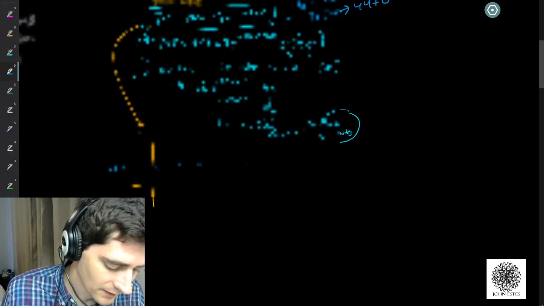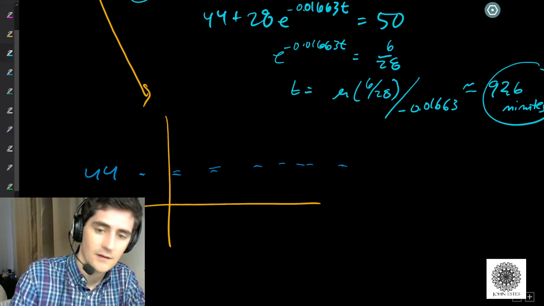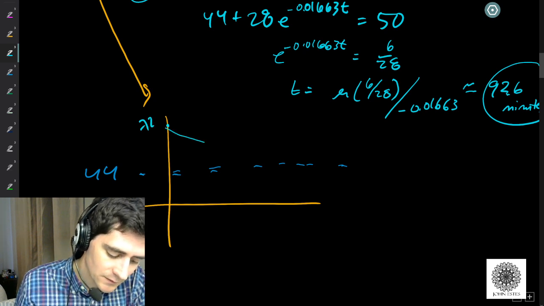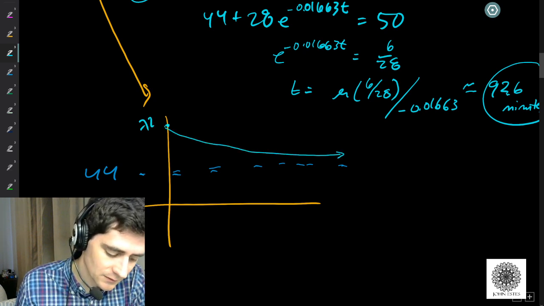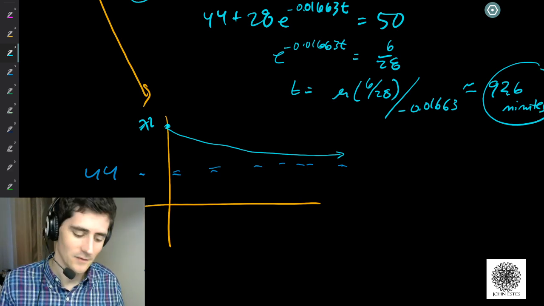So the graph of this function looks something kind of like this. It starts out at 72, and then it's a negative exponential with a horizontal asymptote, which means we'll never reach exactly 44 degrees.